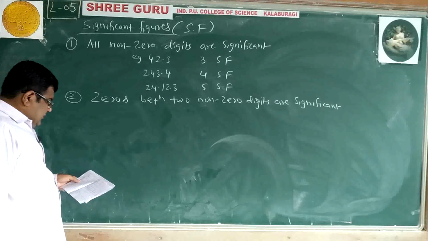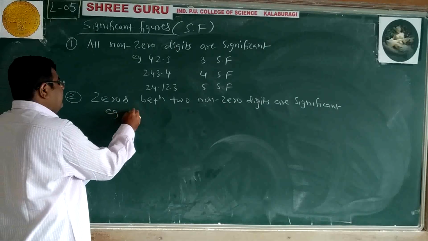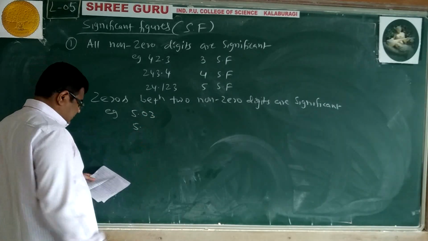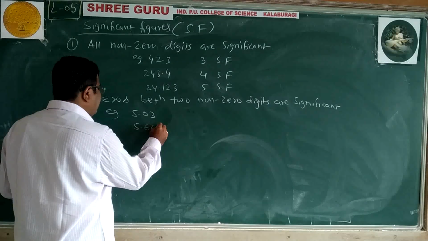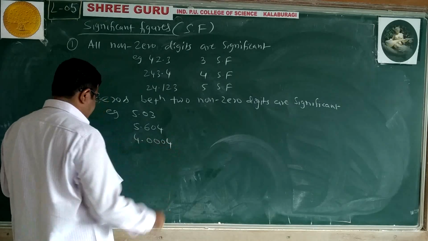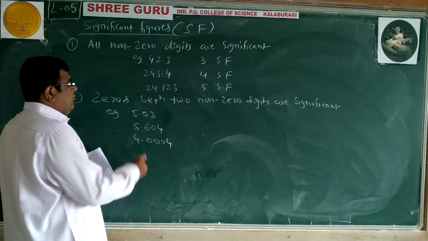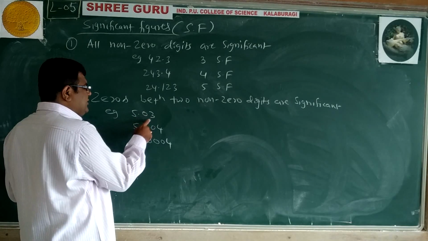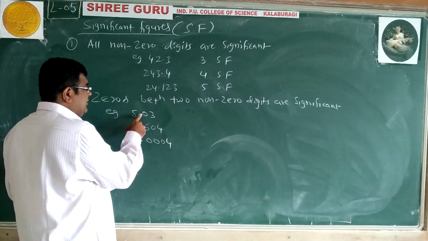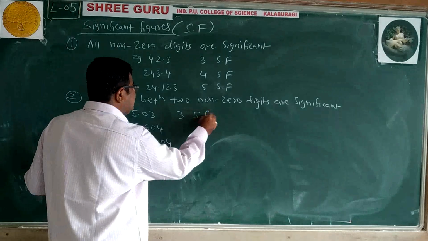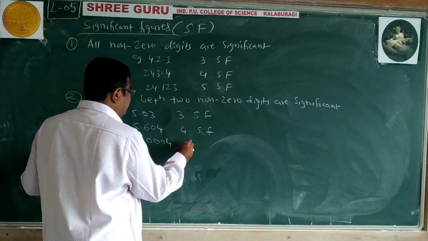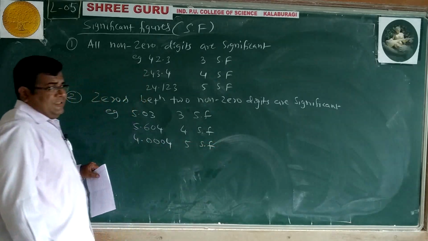I will give you some examples here. 5.03, 5.604 and 4.0004. Yes, 1, 2, 3. This zero becomes significant. These are two non-zero digits, and zeros are coming in between. They become significant. So 1, 2, 3. It has 3 significant figures. 1, 2, 3, 4. It has 4 significant figures. 1, 2, 3, 4, 5. It has 5 significant figures.